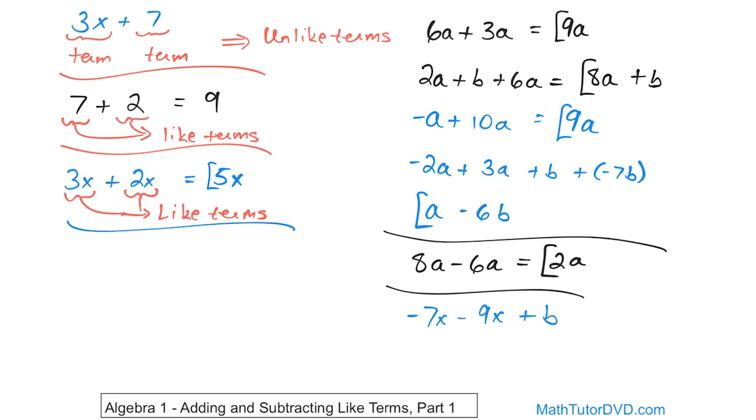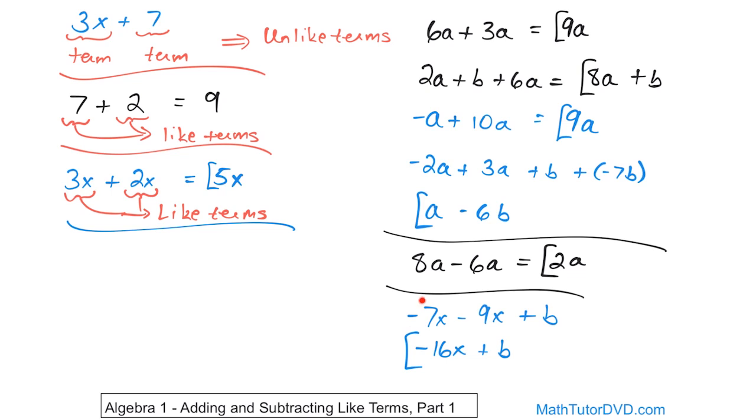7 plus 9 is 16, and when you add two negative numbers together, because remember, this subtracting 9x is like adding a negative 9, you add the numbers and then the sign's going to be negative. So you'll have negative 16, and then x comes along for the ride, and then you have plus b. And this is going to be the final answer, negative 16x plus b. And you can't do anything more with this because you have an x here and a b here, so these variables don't match. These are unlike terms.